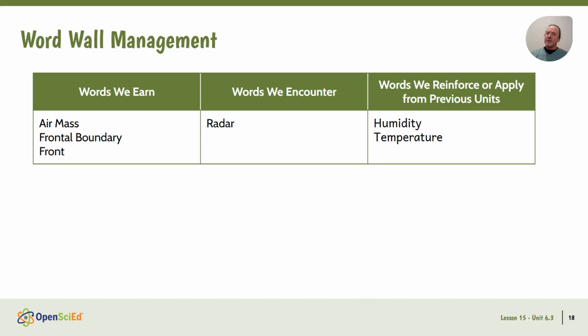As for words that we use in this, there's a couple that come up. Air masses is one, and we learned to define air masses using temperature and humidity. There is front, or frontal boundary, where the air masses meet. And then I found some of my kids curious about radar. They weren't really sure what it was, but they knew that people used it for weather. And then humidity and temperature come up from previous units.